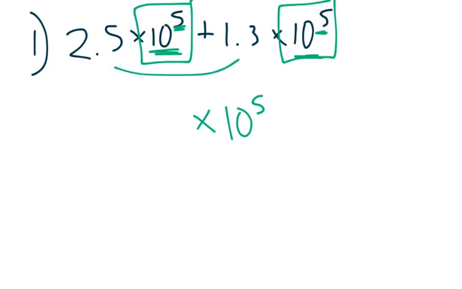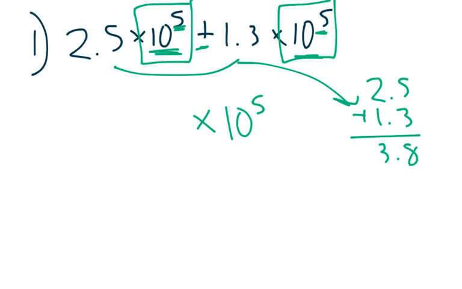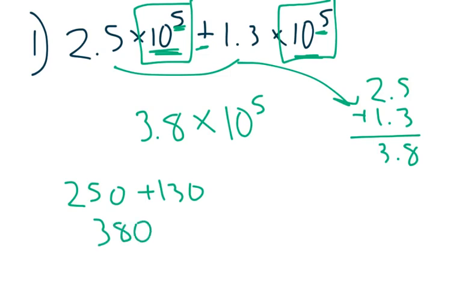What we do with these numbers is we do that operation, and we can do it off to the side. 2.5 plus 1.3 gives us 3.8. That 3.8 goes right here. The way I like to rationalize or explain this is to deal with slightly smaller numbers. So let's say 250 plus 130. This would be 380, right?